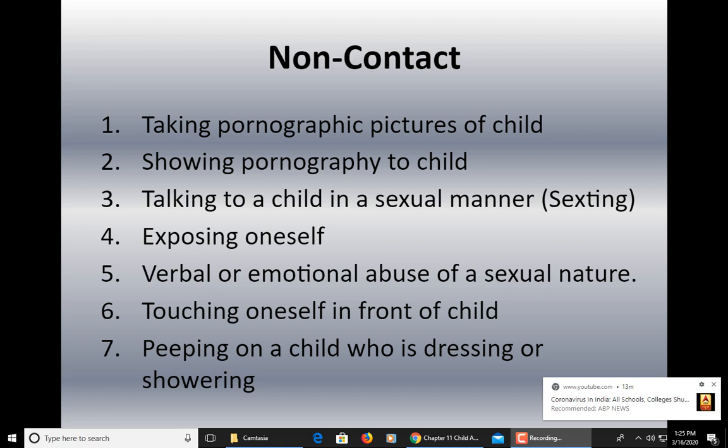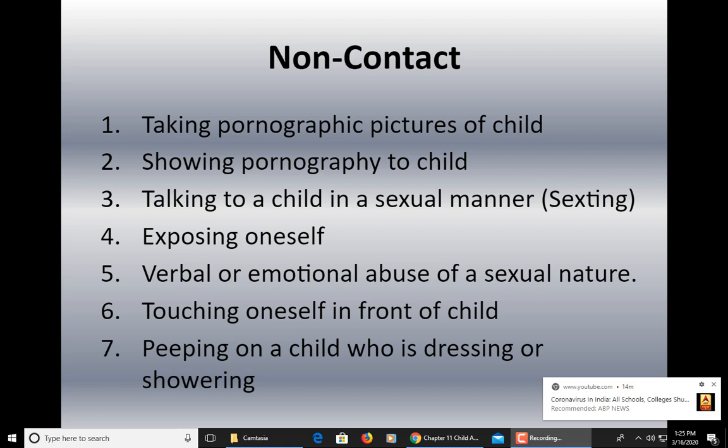Non-contact. Now, what's concerning about non-contact is a lot of people fail to report child abuse or sexual abuse because there's no contact involved. And that's the whole purpose of this discussion here, is because sexual abuse can involve non-contact as well, and you should be reporting non-contact sexual abuse just like you would report sexual contact. Taking pornographic pictures of a child. Showing pornography to a child. Actually, I've seen that as a part of a grooming process, which I'll talk about in a second, showing the pornography to get the child aroused.